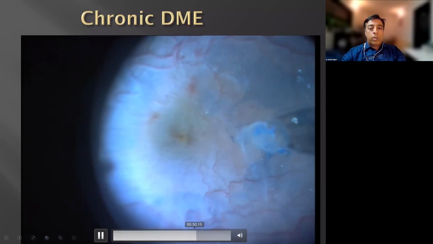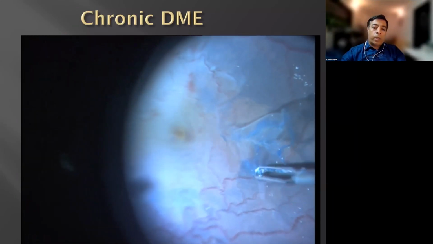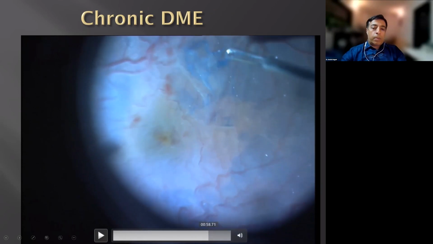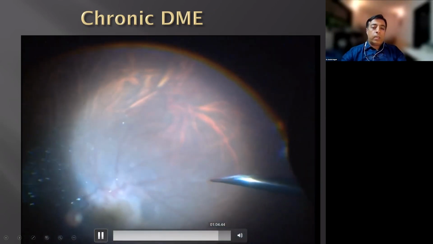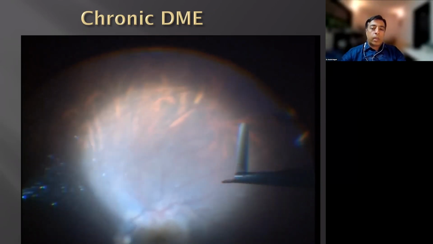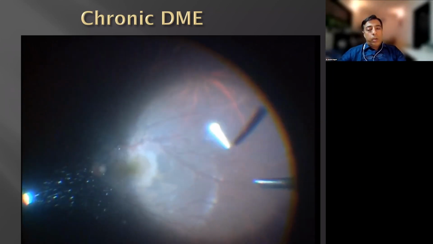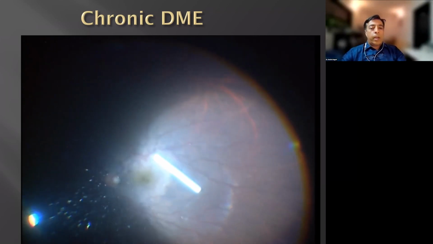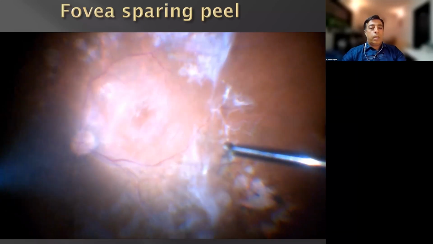Here I could see a good sheet of tissue and I removed it without bothering about the fovea, and at the end of these cases I usually inject an Ozurdex because that helps reduce the overall edema at the end of removing ILM in these cases.